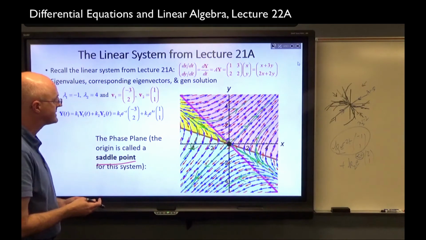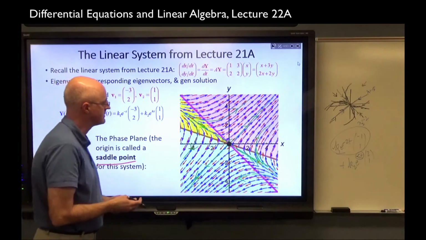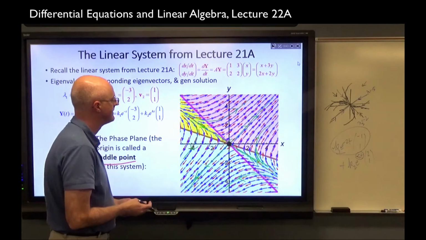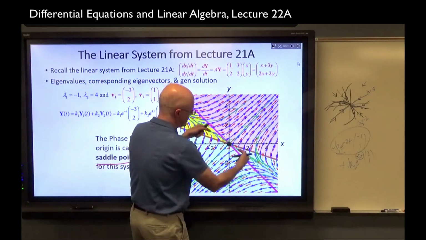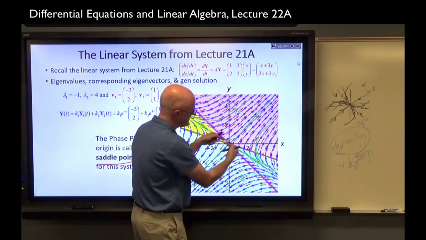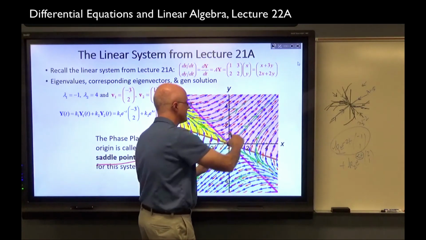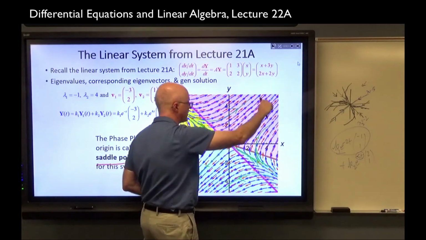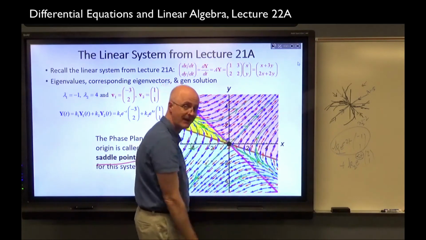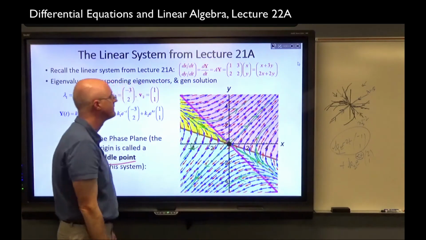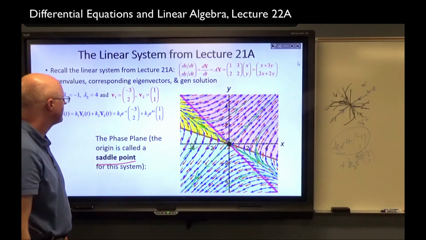All right, most solutions don't approach the origin either as t goes to plus infinity or minus infinity. Solutions along this line approach the origin as t goes to plus infinity. Solutions along this line go away from the origin. They approach the origin as t goes to minus infinity, in backwards time. Okay? That's called a saddle point.